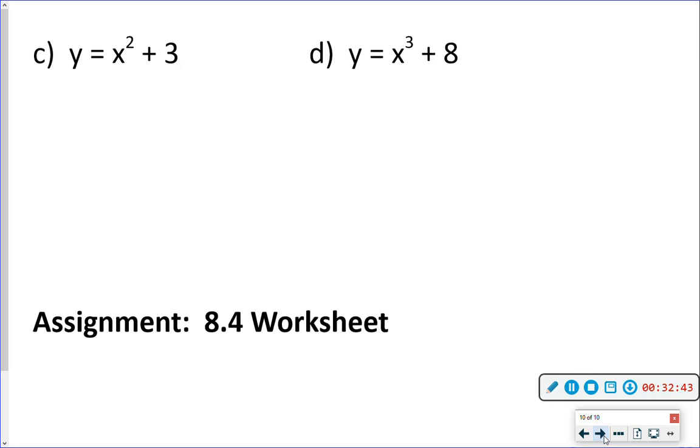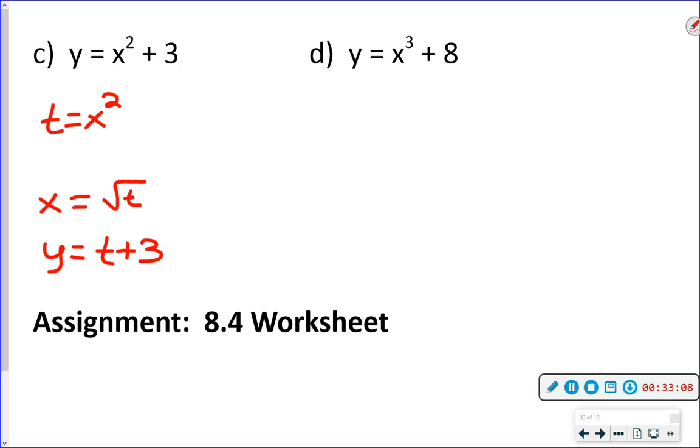All right, couple more. What do you want to do t for this one? t equals x squared. Okay, I can roll with that. So this is probably the easy one to write. What's your y equals equation? t plus 3. What's your x equals? Square root. I knew it, Avery. I was joking.